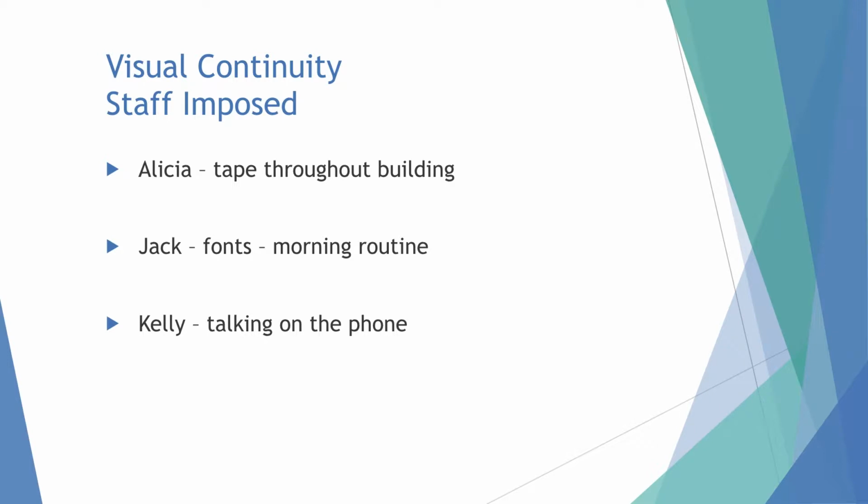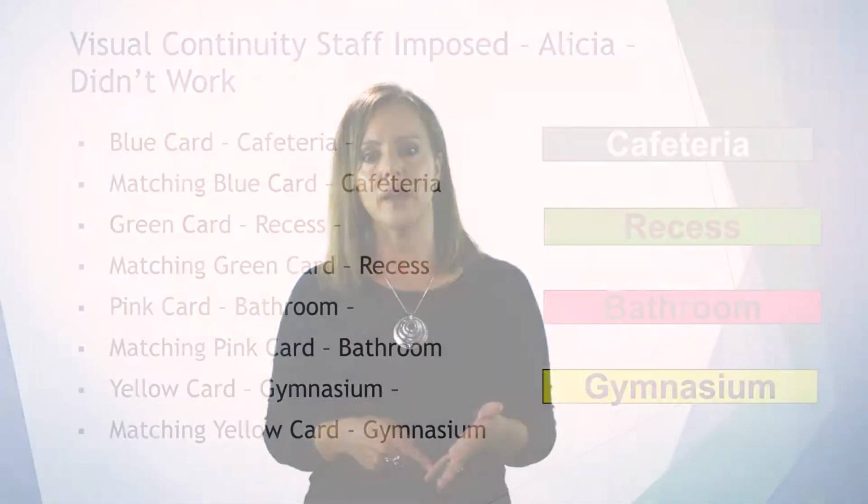So we have 3 kids, Alicia, Jack, and Kelly, and for these 3 students, the teacher put a visual support in place that did not work, and after some time realized that when the student was more involved in coming up with the visual support, then that was more helpful. So visual continuity, this was staff imposed for Alicia, and this didn't work.